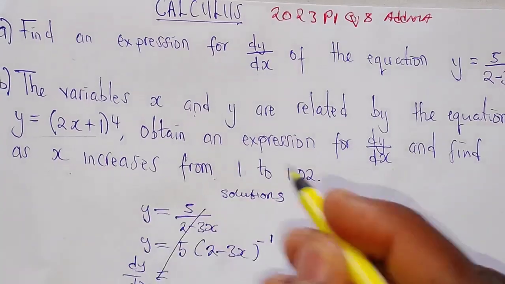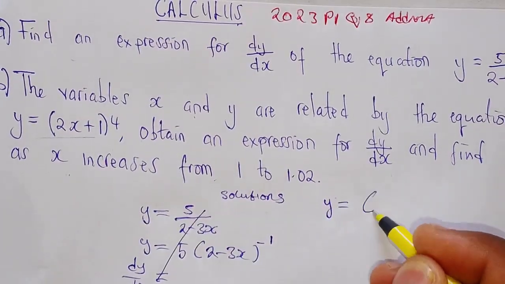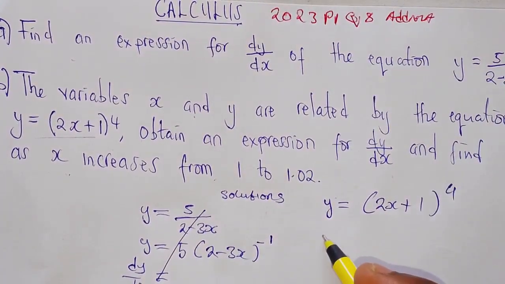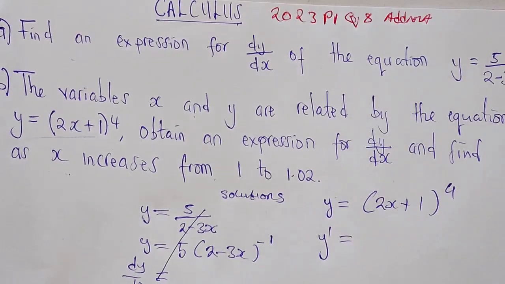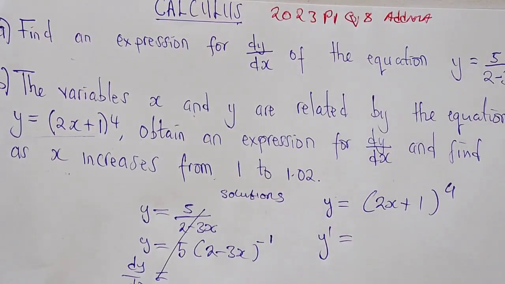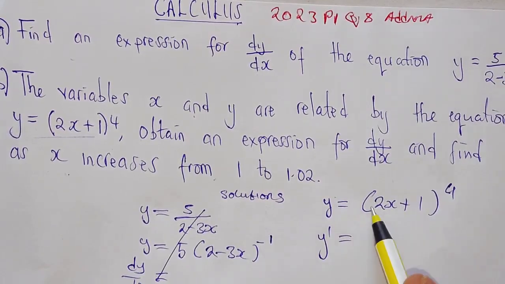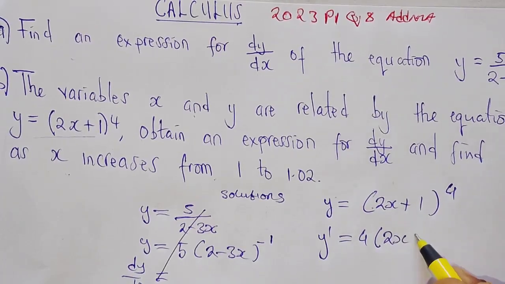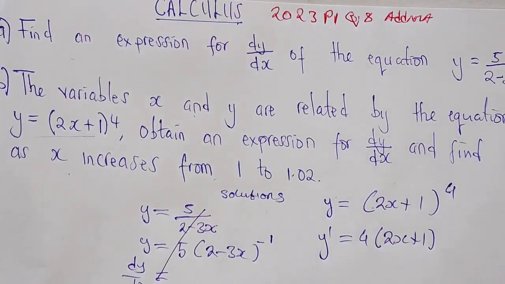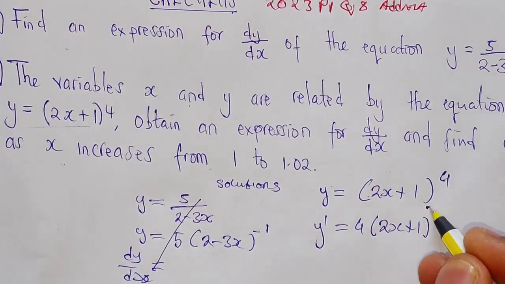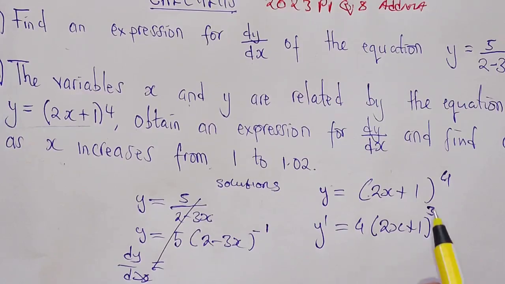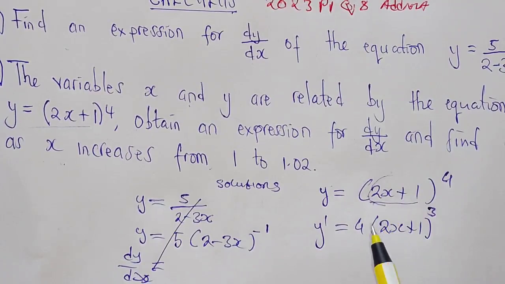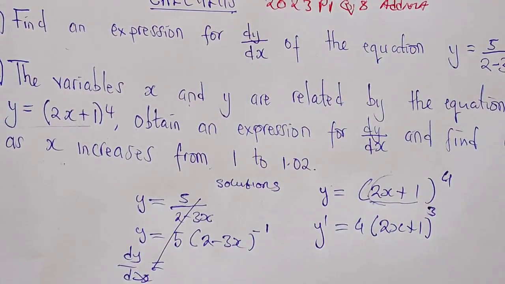So we have the equation y is equal to (2x + 1) to the power 4. If we differentiate this, we're going to obtain an expression like this: 4 multiplied by (2x + 1), then 4 will reduce by 1, 4 minus 1, this is 3. Then this is multiplied by the derivative of the inside.